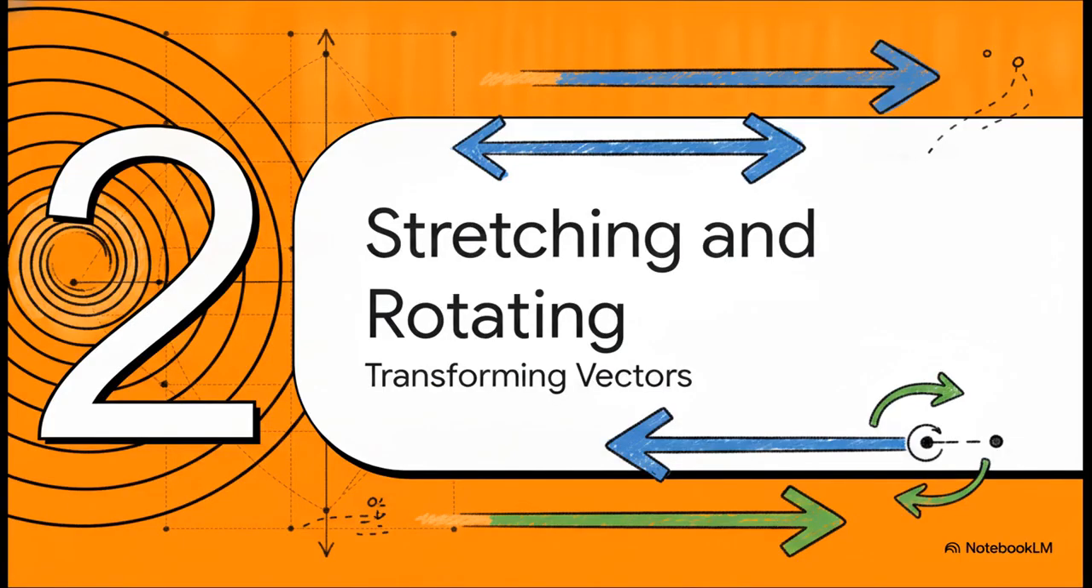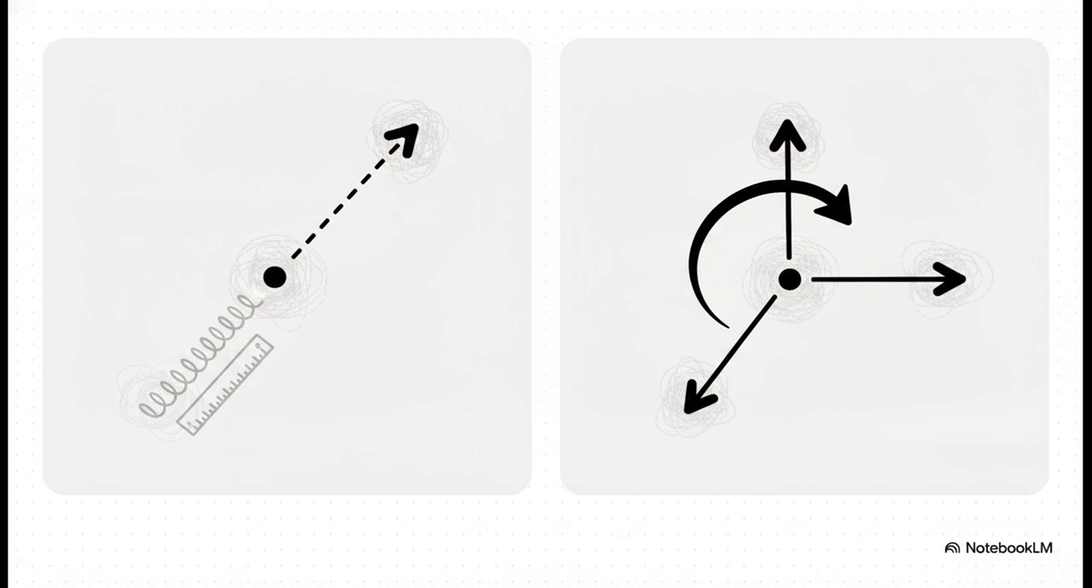Moving right along to Section 2, stretching and rotating vectors, or how we actually transform these things in space. Now, to move things around, we have two vital actions, and I really want to contrast them here. If you multiply a complex number by a positive constant, let's just call it k, you're acting directly on its magnitude. If k is greater than 1, you stretch the vector. If it's less than 1, you compress it. But, and this is key, the direction stays exactly the same.